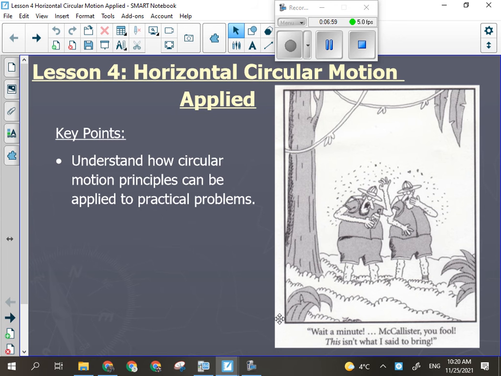So we're going to look at some circular motion stuff, but applications. We talked about the gravitron the other day when we were first talking about circular motion. We said that if it spins really, really fast, you can get pinned to the wall, and then you won't fall down. And that guy was standing on the wall and his head was pointing into the middle.